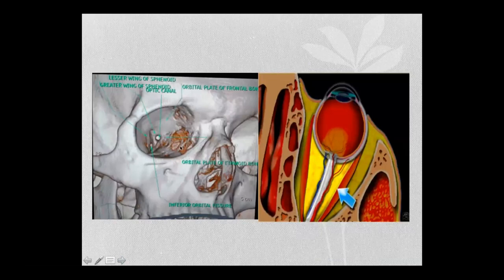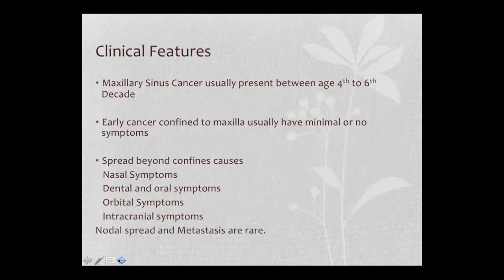Coming to the bony anatomy, we all know there is the orbital fissure, superior and inferior, and the greater and lesser wing of the sphenoid. And on the medial wall, we have the lamina papyracea and again the orbital periosteum, which is very, very important for our management.